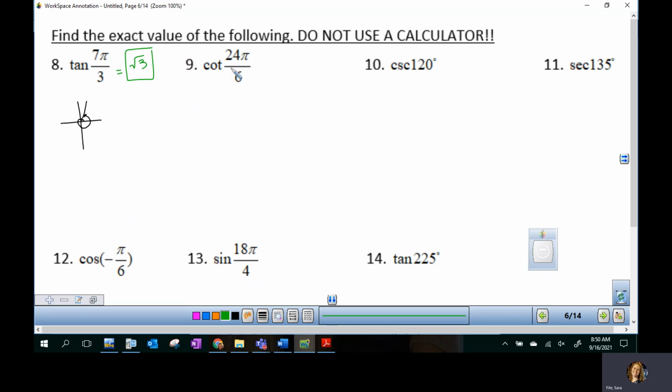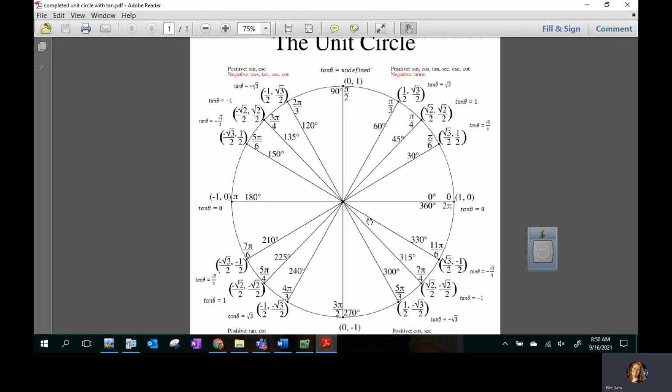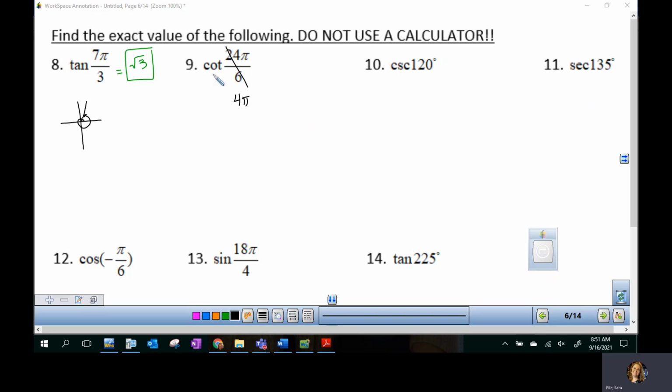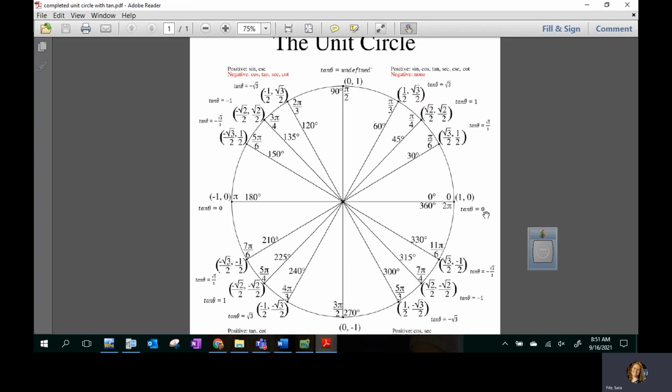Okay, 24 pi over 6. You can go around by pi 6 and try to find that. Or if this is not reduced, just reduce this. What is 24 divided by 6? 4. So this is 4 pi. Where is 4 pi? Where does that put you? 2 full circles, right? So that's at this point, 1, 0. They're asking for cotangent. So tangent here is 0. Cotangent's the reciprocal. What did we say the reciprocal of 0 is? Undefined.